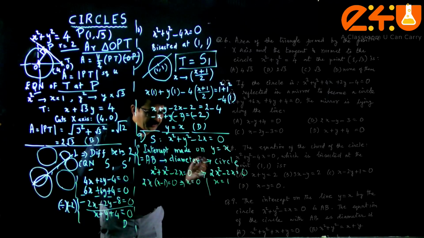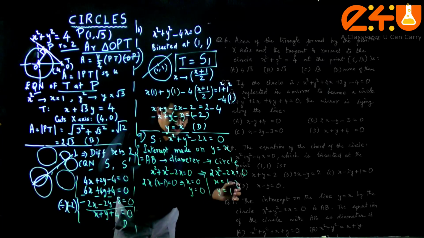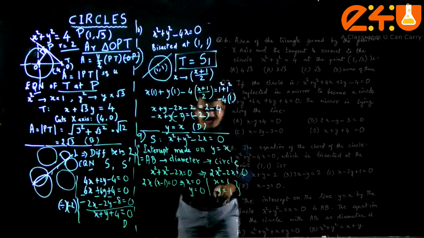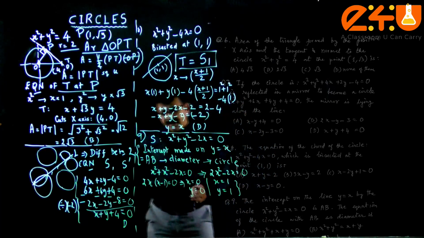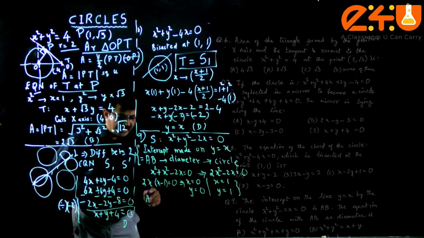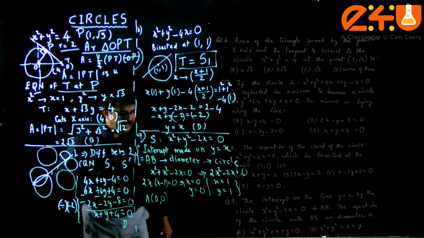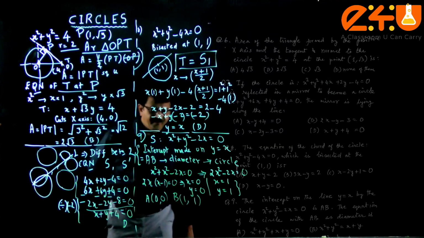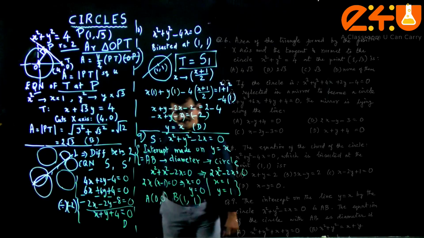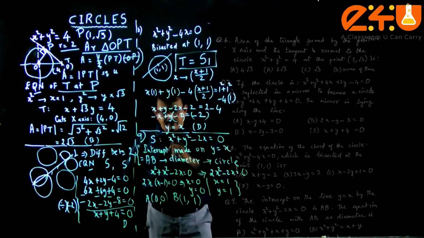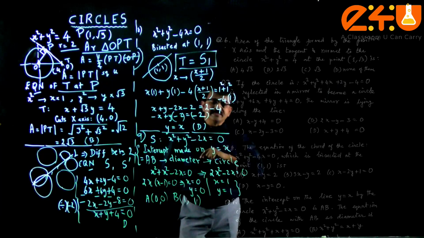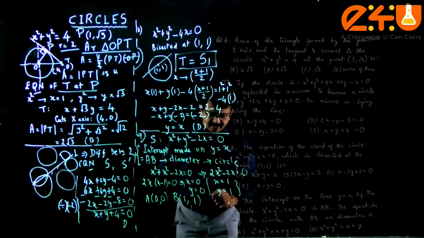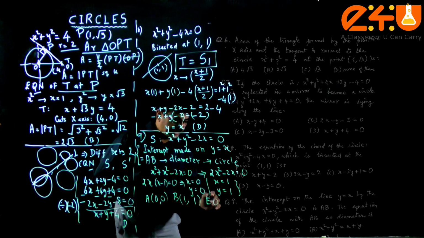So I get 2 points, x is 0 or x is 1. If x is 0, because the line is y equal to x, y also should be 0, am I right? So if x is 1, y should also be 1. So that is the end point. I get one end point A as (0, 0), and the second point B as (1, 1), and these are considered end points of diameter. Considering the end points of diameter, we get the equation of the circle immediately.